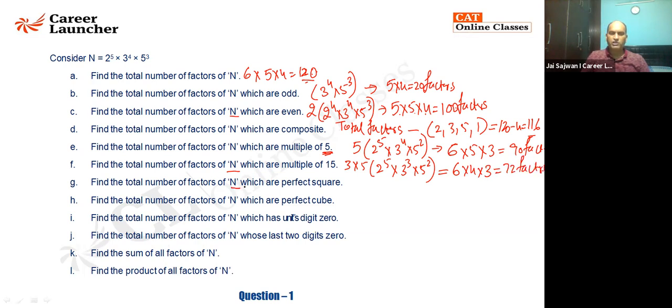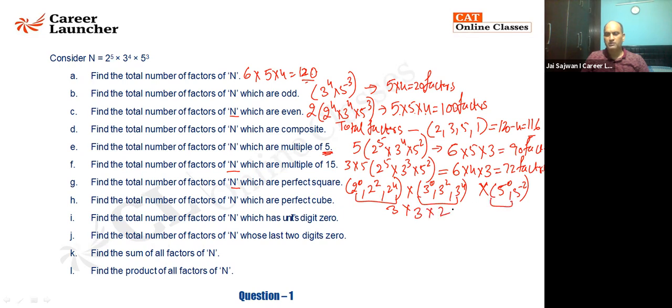The total number of factors of n which are perfect square numbers. I know I can take 2 to the power 0, 2 to the power 2, 2 to the power 4. This comes in a combination of 3 to the power 0, 3 to the power 2, 3 to the power of 4. This comes in a combination of 5 to the power 0, 5 to the power of 2. So I know there are 3 factors, when these factors come with these 3 factors and then with 2 factors. So I'll say there are 18 factors which are perfect square numbers. I hope it is clear. So this is your answer.